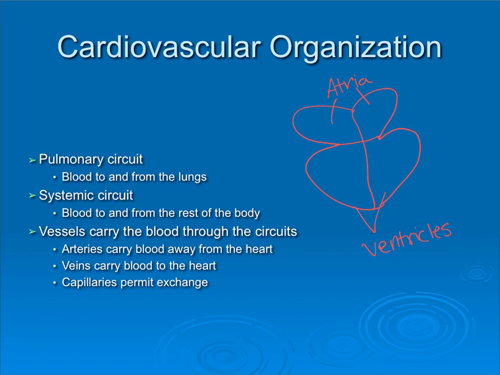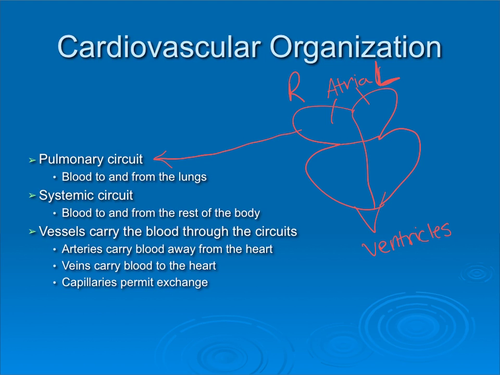And the heart is divided into 2 sides. Remember, anatomical position, it's the right or left of the patient. So this is going to be the right side of the heart, where this is going to be the left. What we're going to see is from the right side of the heart, we are going to carry blood to the pulmonary circuit. So blood's going to be going to and from the lungs.